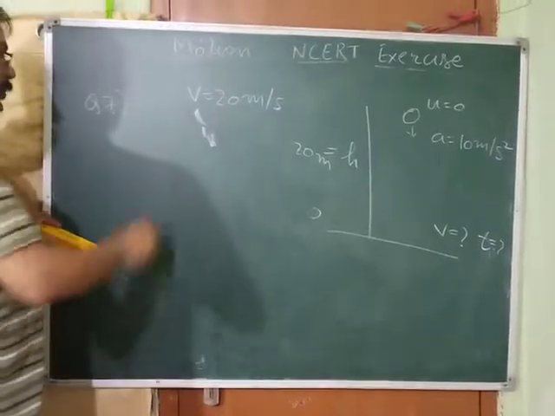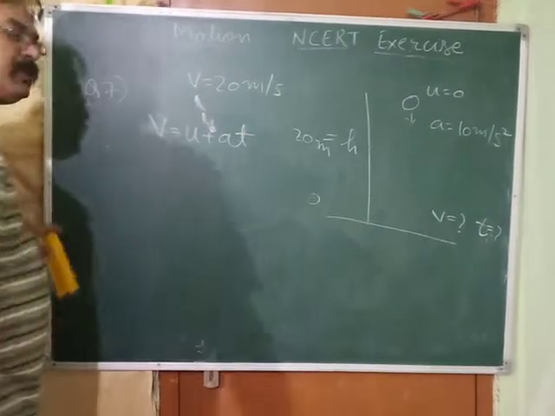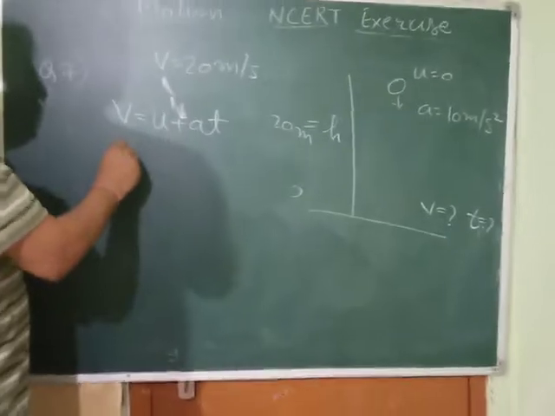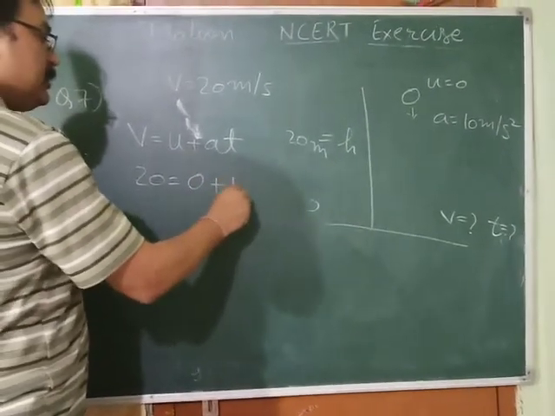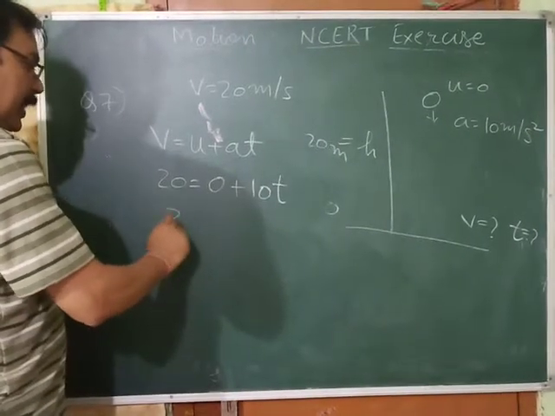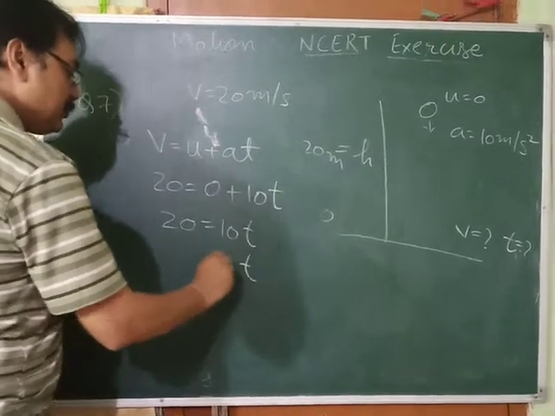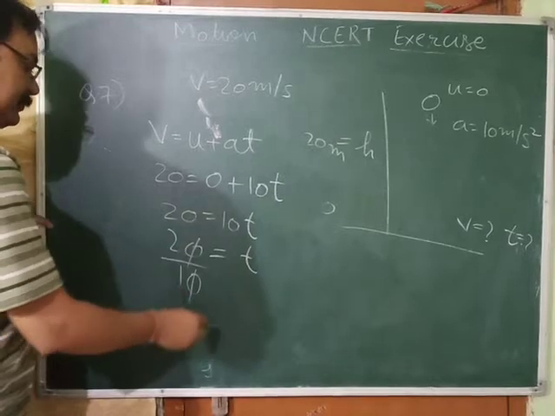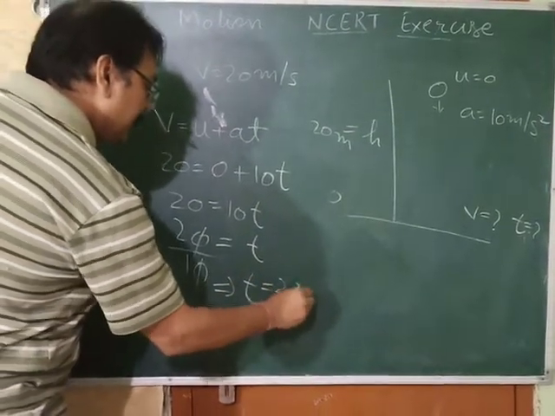Now we know that v is equal to u plus at. So what will happen? v is how much? It is 20. u is how much? It is 0. a is how much? It is 10. And time we don't know. So can we write 20 is equal to 10t, or t is equal to 20 by 10? What will you get? You will get t is equal to 2 seconds.